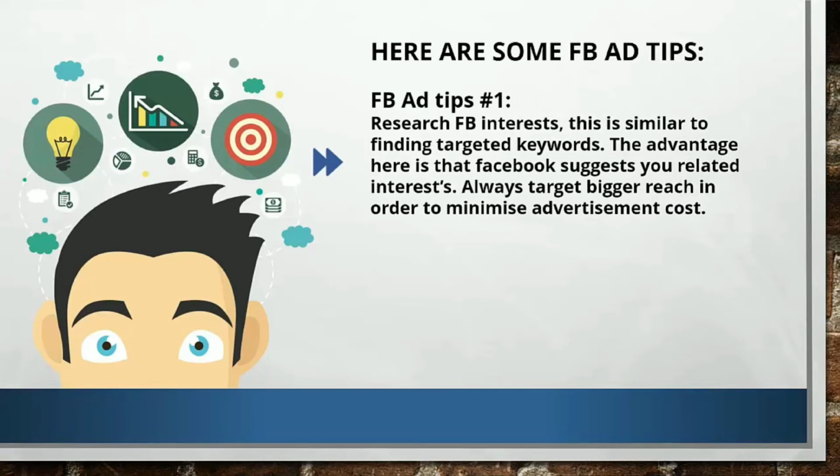Tip number 1. Research Facebook interests. This is very important. Once you create an ad, Facebook helps you to research interest areas of your target market. This is similar to finding targeted keywords, but the advantage here is that Facebook does suggest related interests. Always target a bigger reach in order to minimize your Facebook advertisement cost. So the rule is that the more reach you have, the less you pay for your Facebook advertisement, which you'll see in a later video once you set up a live campaign.